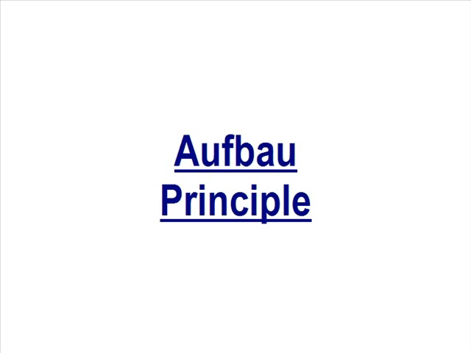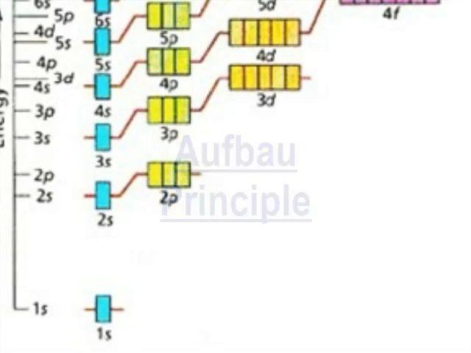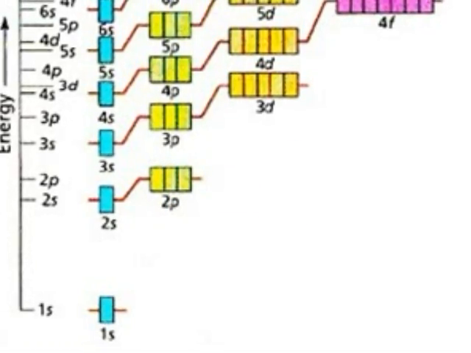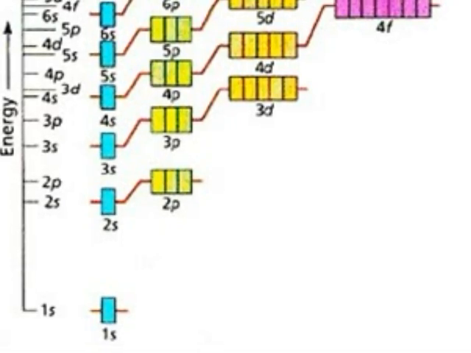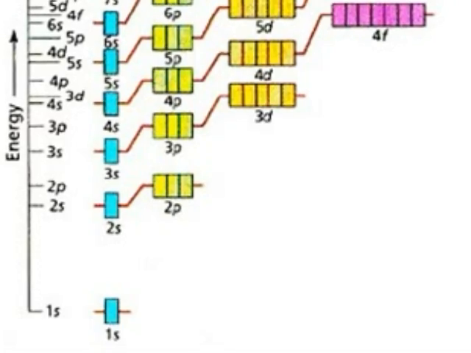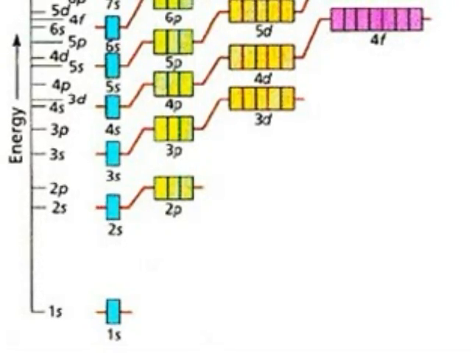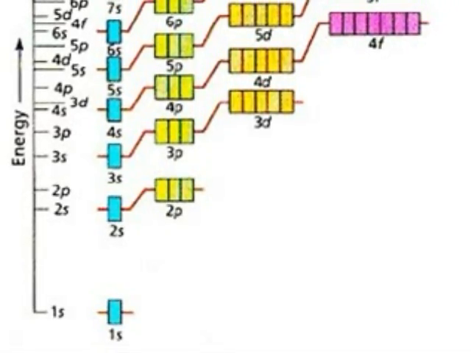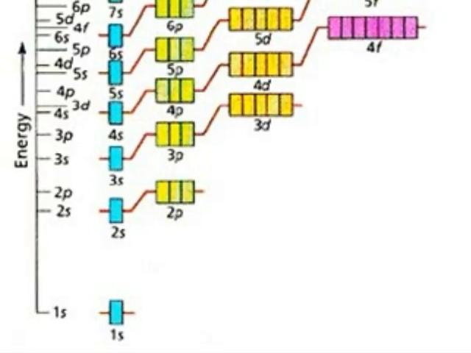According to the Aufbau principle, an electron occupies the lowest energy orbital that can receive it. This picture shows the atomic orbitals in order of increasing energy. The orbital with the lowest energy is the 1s orbital. In a ground state hydrogen atom, the electron is in this orbital. The 2s orbital is the next highest in energy, then the 2p orbitals.